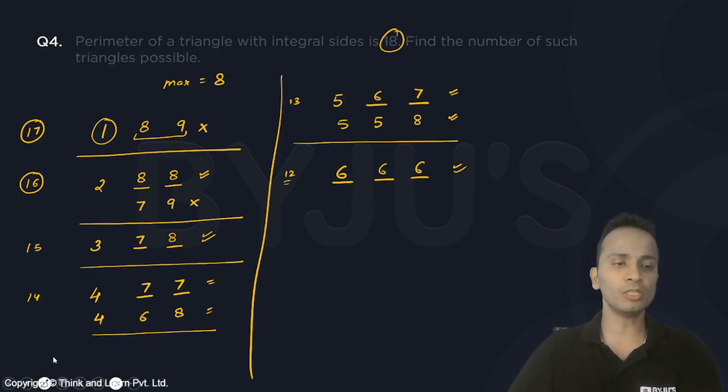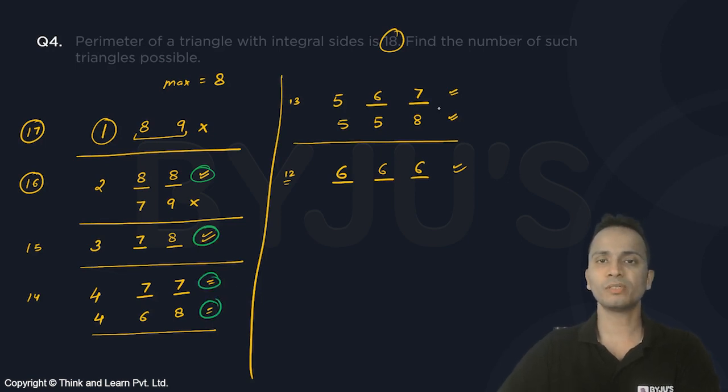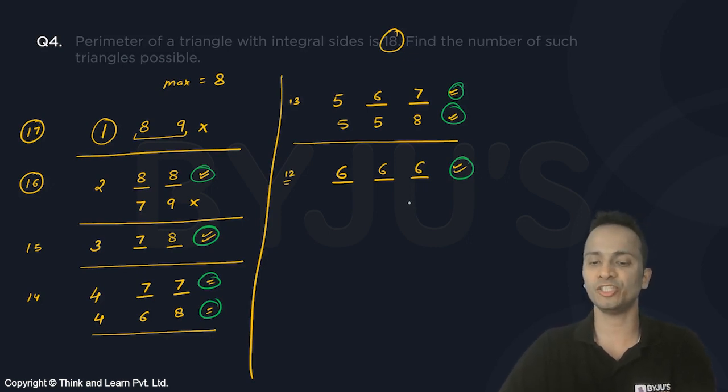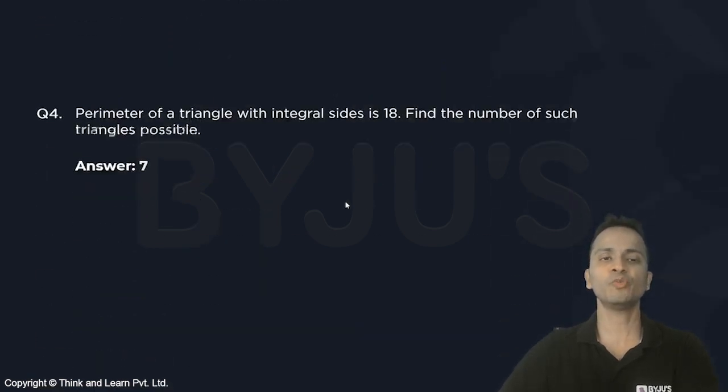Now you can count all these cases: 1, 2, 3, 4, 5, 6, 7. So if you follow this proper direction, then you will not miss any case and you will not have duplications or triplications of cases. So the number of triangles which are possible is equal to 7.